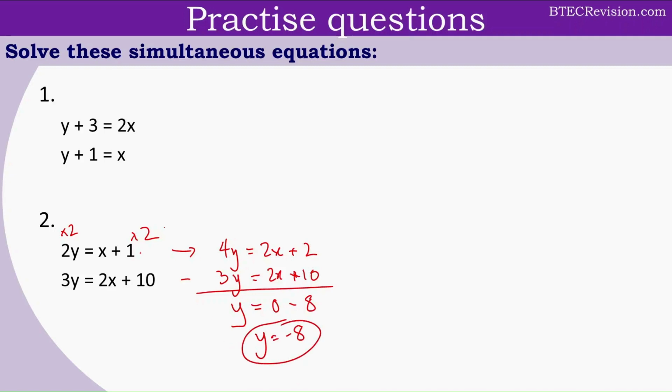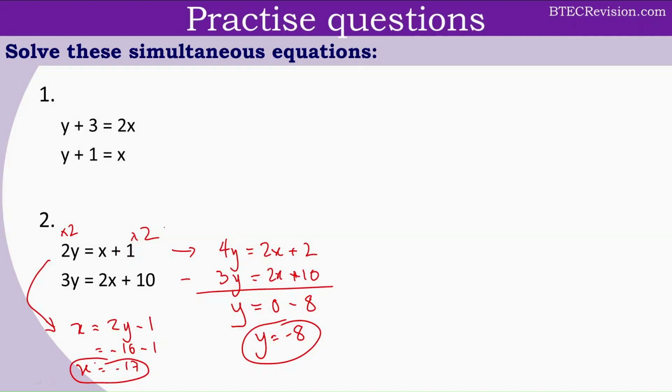Replacing this into, let's use equation 1, we need to rearrange that for x. So that's x is equal to 2y take away 1. So that's 2 times y, which is negative 16. Take away 1, and that's equal to negative 17. So x is equal to negative 17.